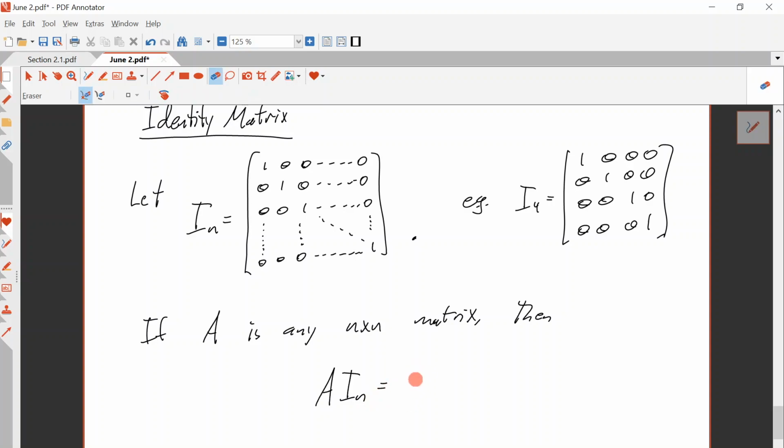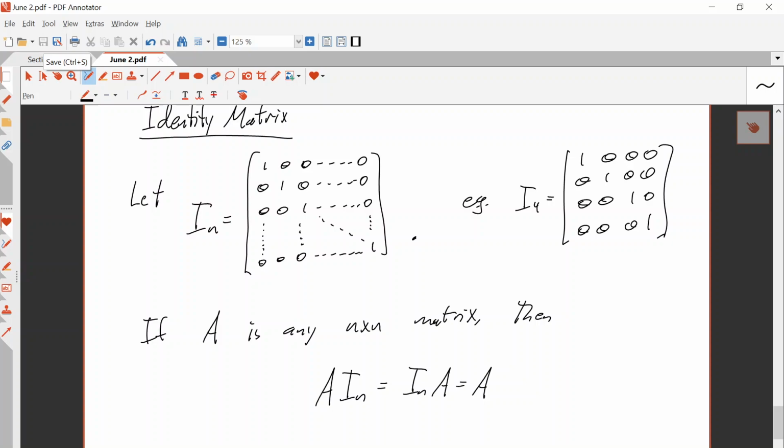Now, if A is any n by n matrix, then A times I_n is equal to A, and I_n times A is equal to just A. So there you do have commutativity with this identity matrix, and it sort of takes the place of the number 1 in the real numbers with ordinary multiplication of real numbers. So that's a special matrix called the identity matrix.